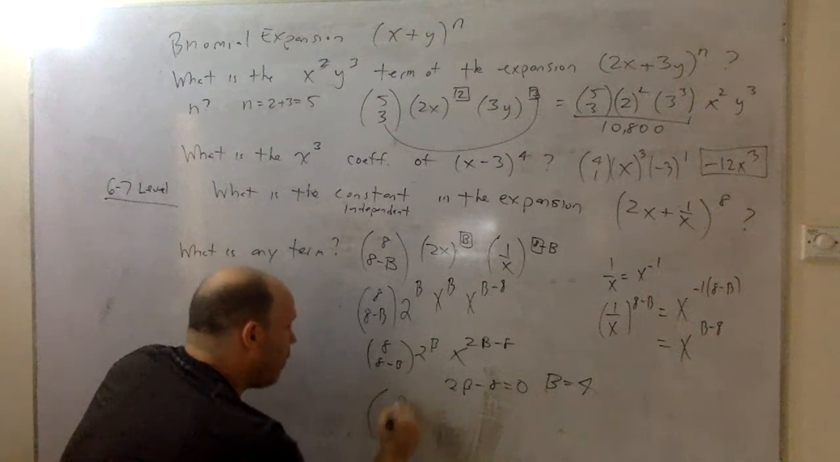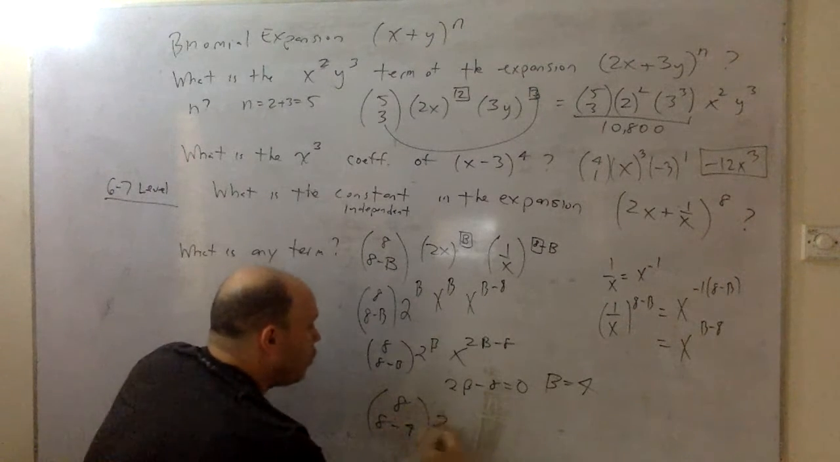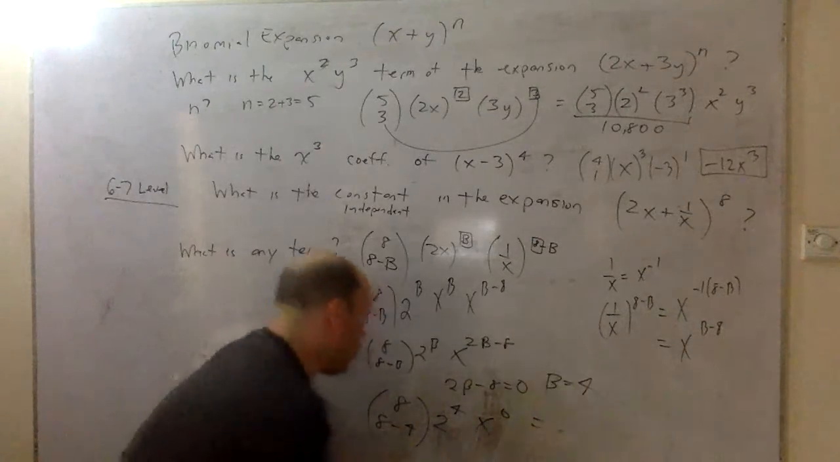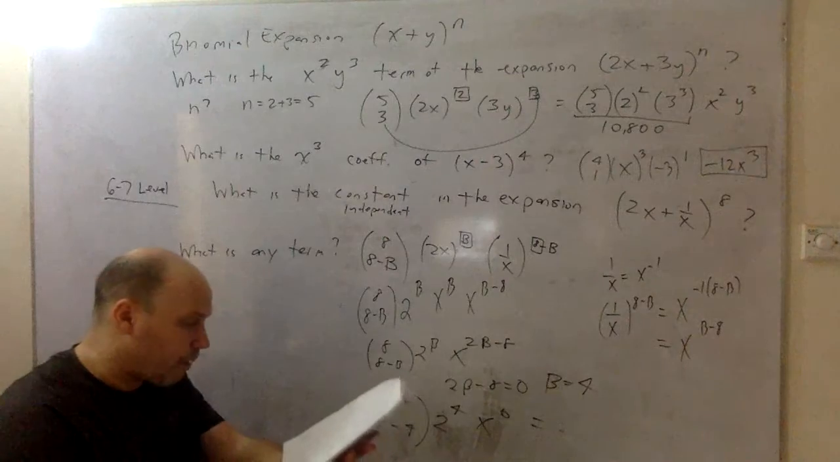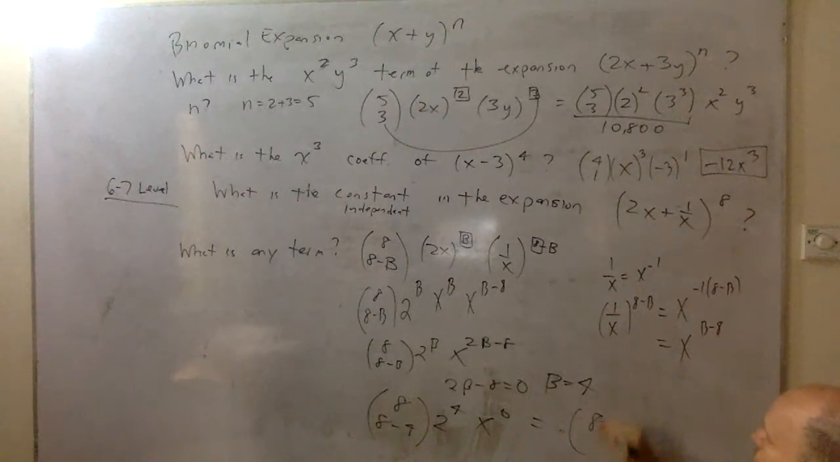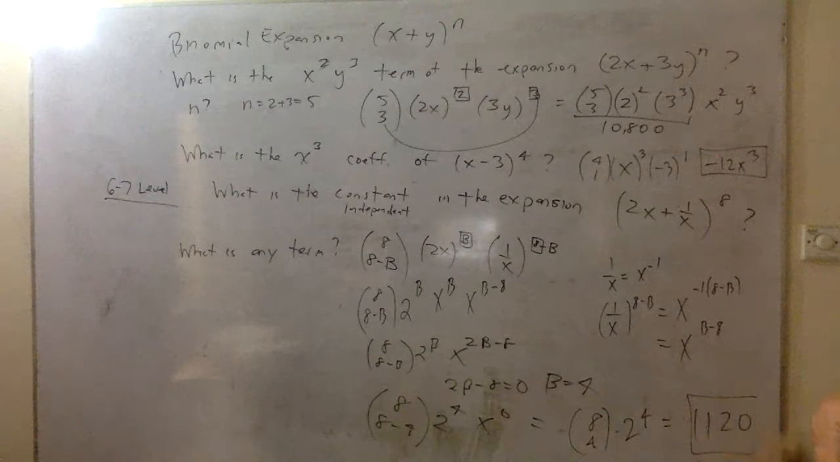Plug the b back in here. So we have 8 choose 8 minus 4, 2 to the 4th power. This ends up being x to the 0. Use your calculator. What do we get? 8 choose 4 times 2 to the 4th is equal to 1,120.